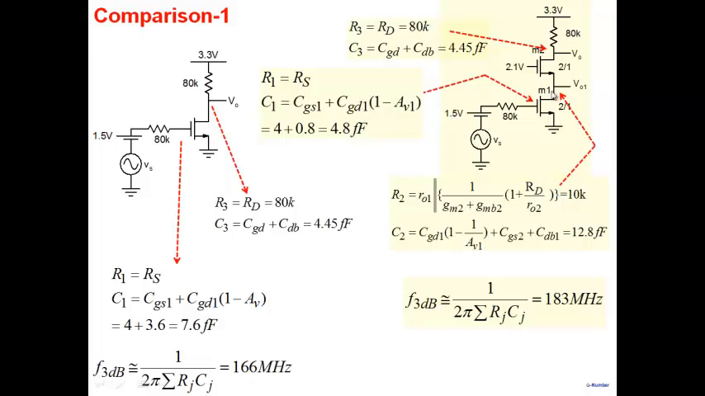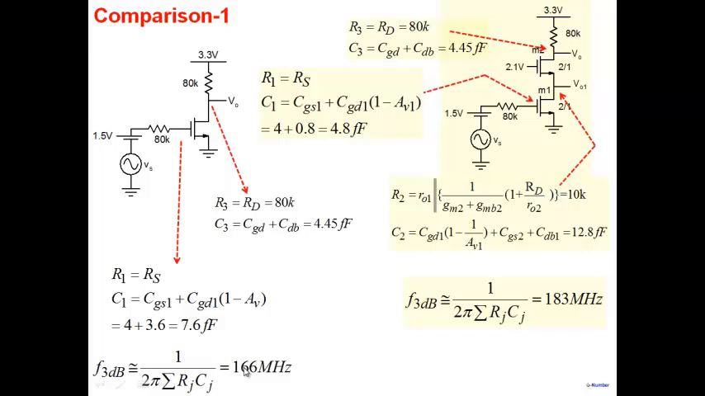Now you come to this amplifier. At this node, note that the net capacitance is 4.8 femtofarad. Note that it is smaller than this one here. This one is 7.6 because it's getting multiplied by the full gain, and this one is getting multiplied by only the gain between these 2 points, which is less than 1 here. So this is 4.8 femtofarad. Then we calculate at this particular node and at this node, and we sum it up, we get 183 megahertz here. Not a great improvement over this one.